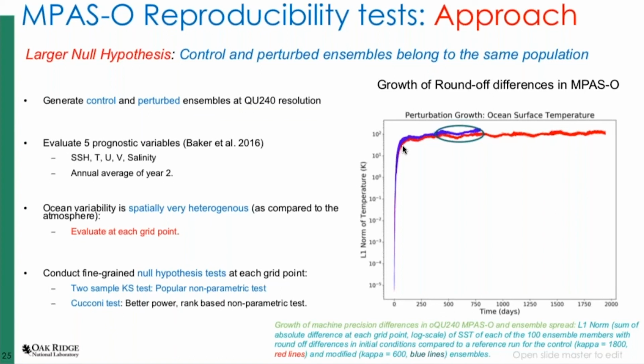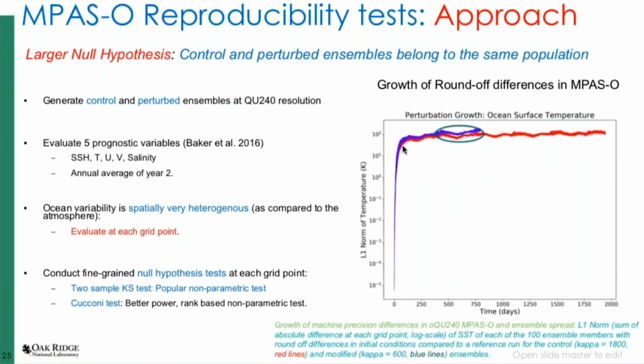The other part of this is that the ocean climate is very spatially heterogeneous. So what we decided was to do it at each grid point instead of looking at the variable in a global average sense. At the 240 kilometer resolution, there are about 7,000 points during this test. We do the KS test, as I mentioned earlier, and we are also using a new test, called the Cucconi test, which has been shown in the literature to have better power, and it's a rank-based non-parametric test like the KS test.